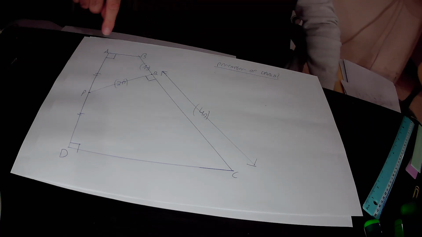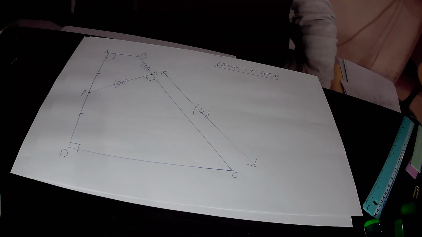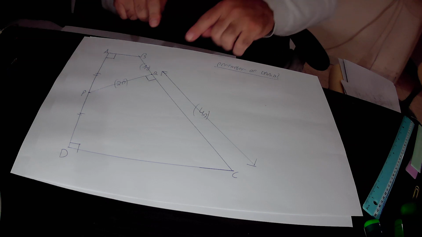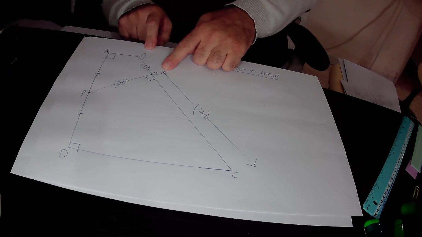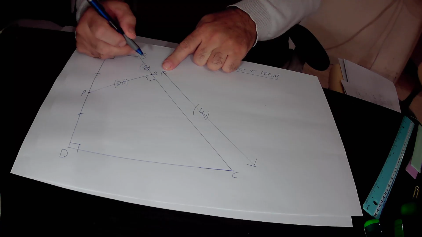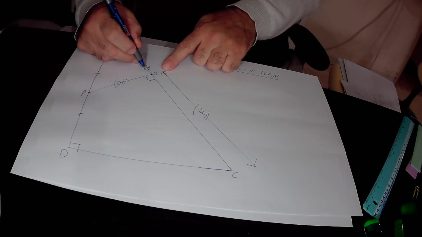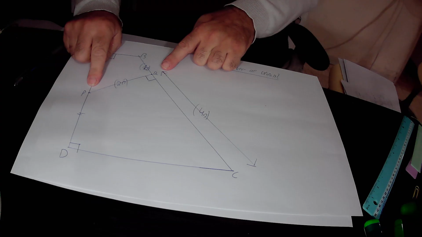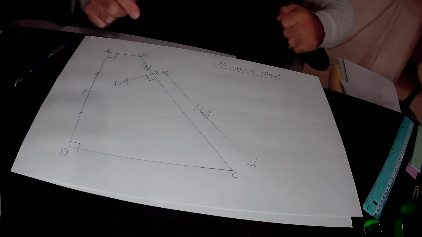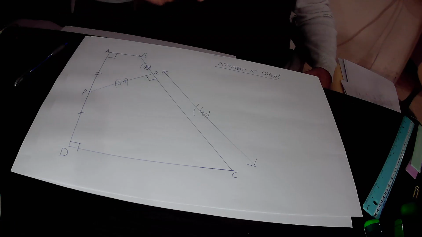In the drawing, we have quadrilateral ABCD. We know that AP equals PQ. This is line segment PQ. It equals 10 units in its length. This is line segment PQ. It equals 20 units in its length. This is line segment QC. This equals 4 units in its length. Those three angles are all right angles.